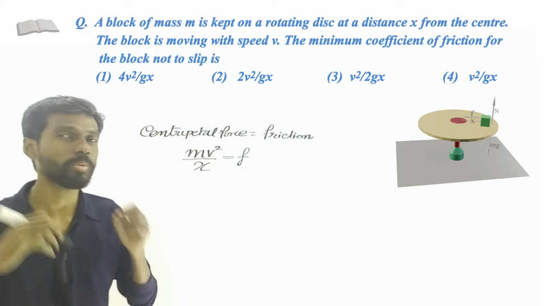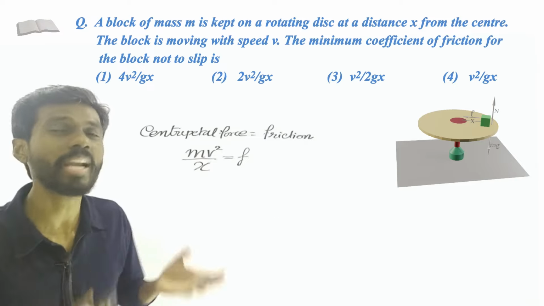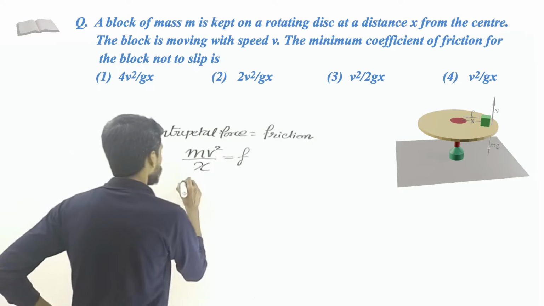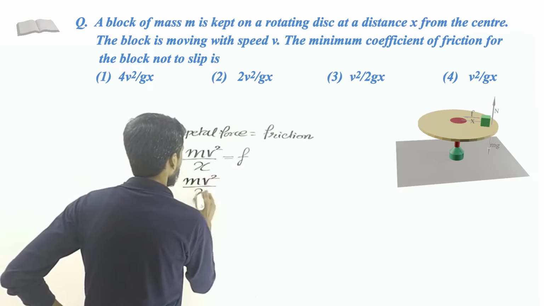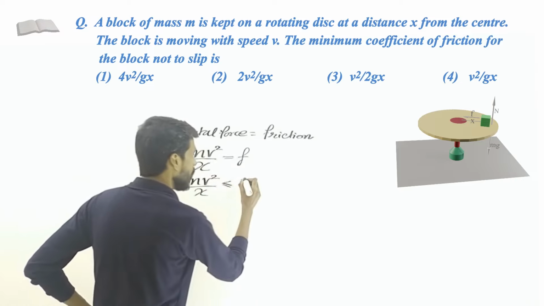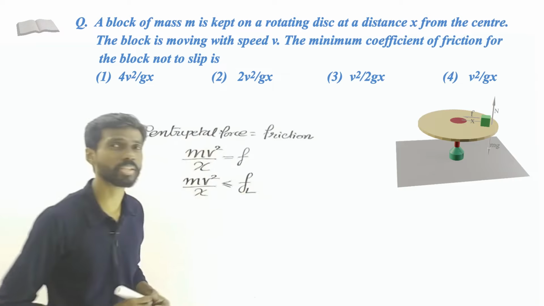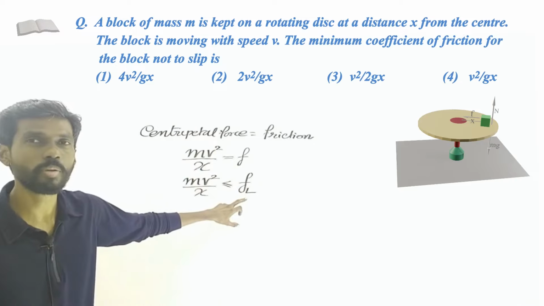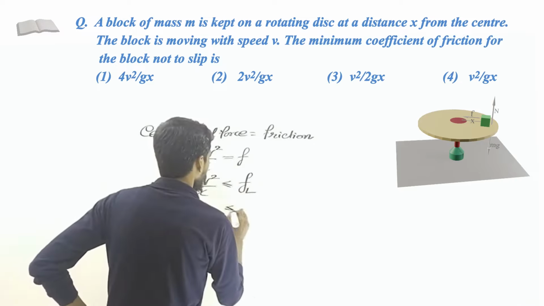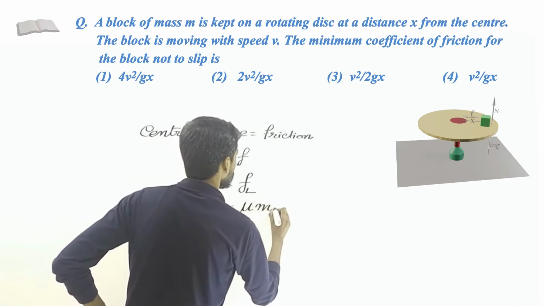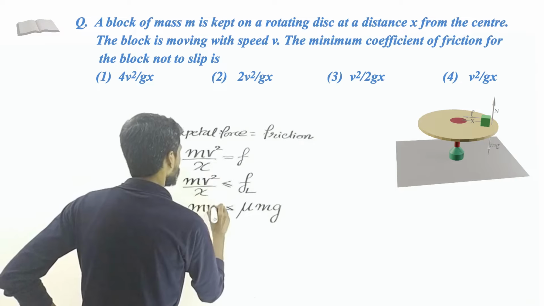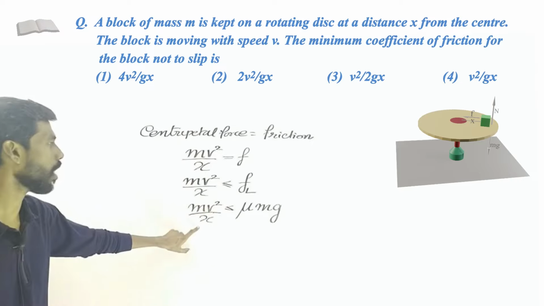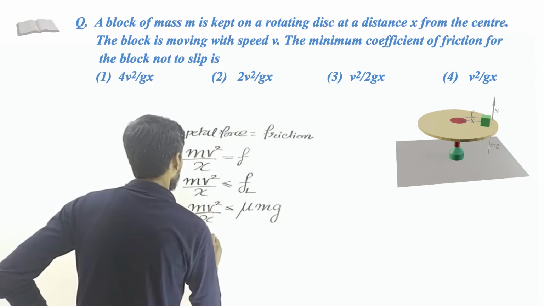But static friction should be less than or equal to that kinetic friction or limiting friction, right? Both are same because just mu. So this f must be less than or equal to, so mv square divided by x must be less than or equal to the limiting friction, right? Because static friction is less than or equal to the limiting friction. So you can use the formula for limiting friction, that is mu mg, m multiplied by g. So mv square divided by x is less than or equal to mu mg. That will give you our required mu.